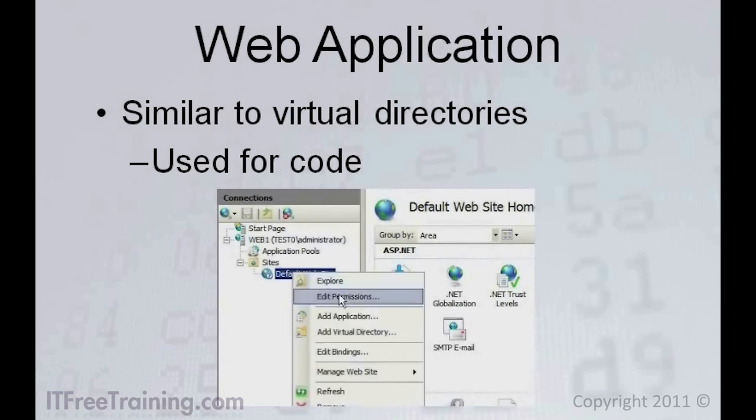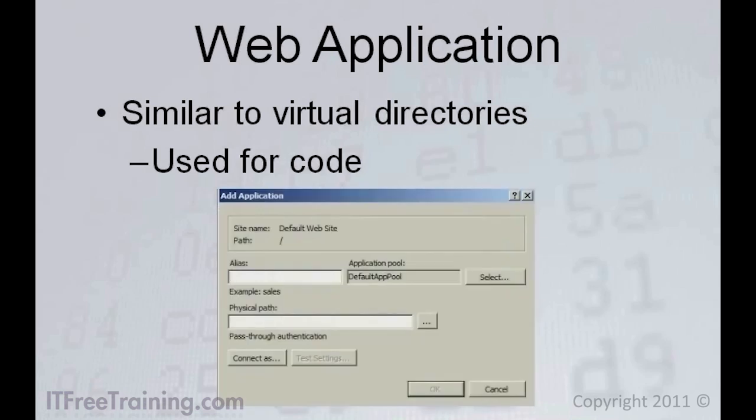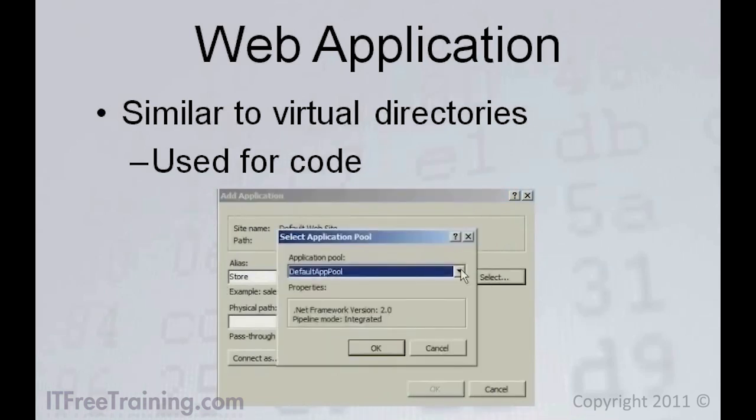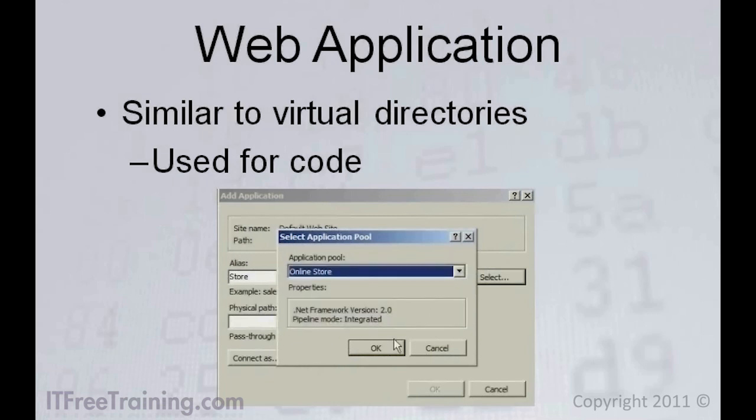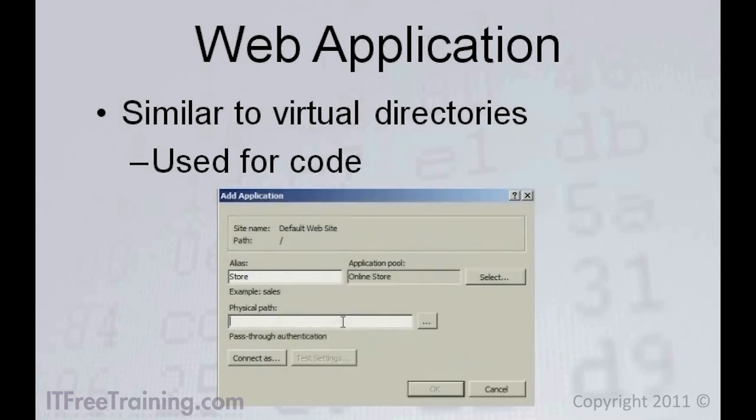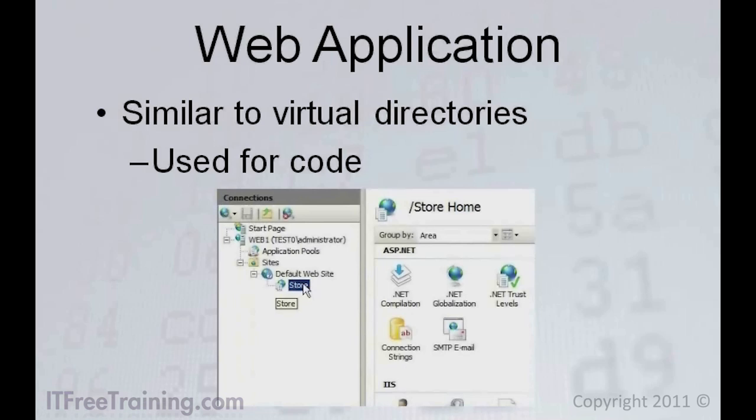Right-click on the website and then select the option Add Application. From here, enter the name you'd like the web application to appear as. Next, you can select the application pool that you would like the application to run under. The rest of the options are the same as virtual directory. Enter the path of the web application. You can also set up permissions to connect as and test these permissions as you would with virtual directories. Once you have created the web application, it will appear under your website.